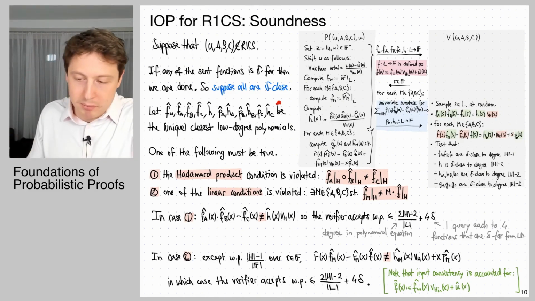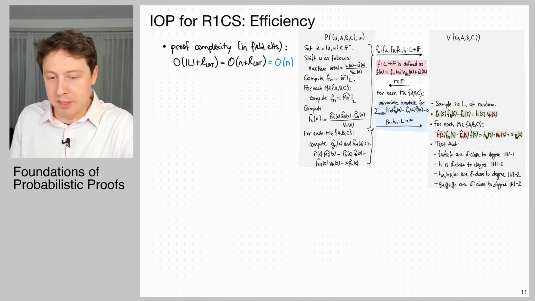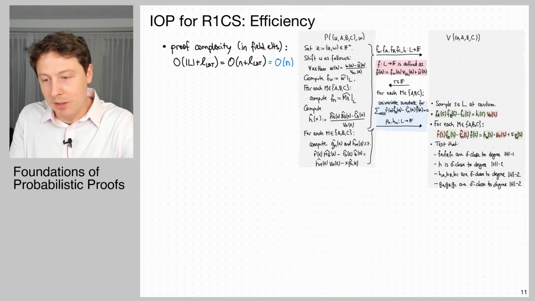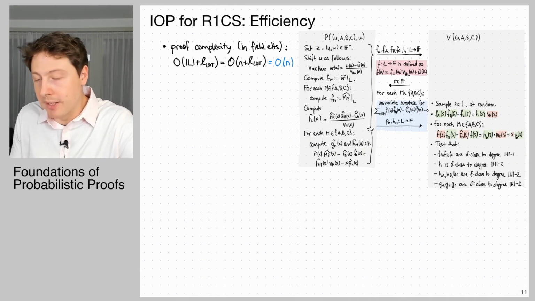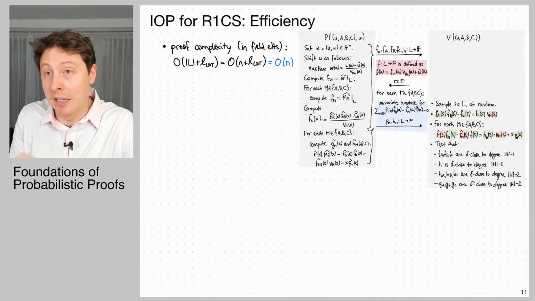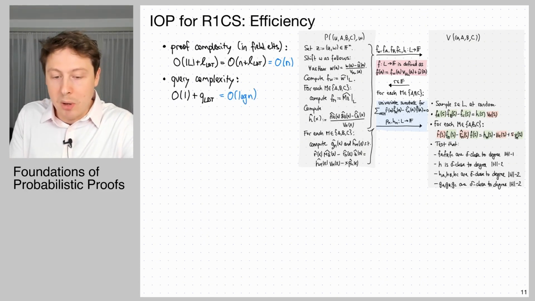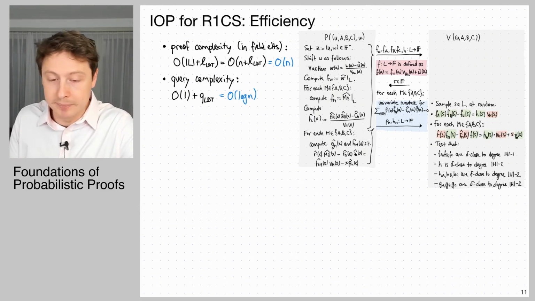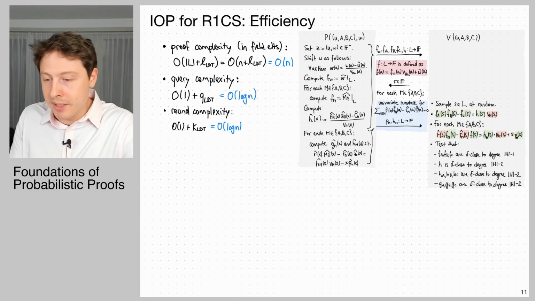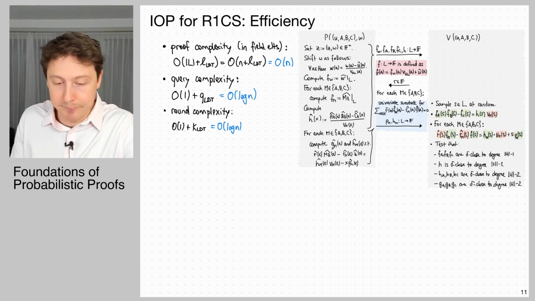And now we just need some bookkeeping to look at the efficiency. What are we communicating? Well, it is order of L plus whatever the logic test needs. We'll see that next time, right? I'm telling you it will be linear, so it's order of n. The query complexity is just constant plus whatever the test needs. Next time we'll see it's logarithmic. Round complexity is constant plus whatever the test needs. We'll see next time it is logarithmic.